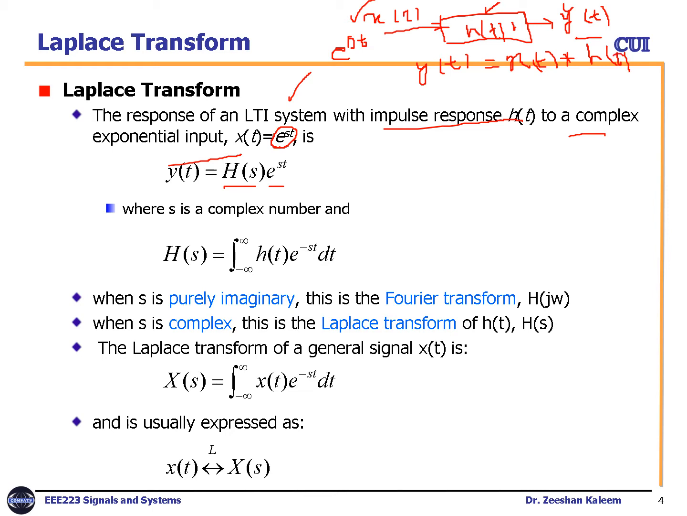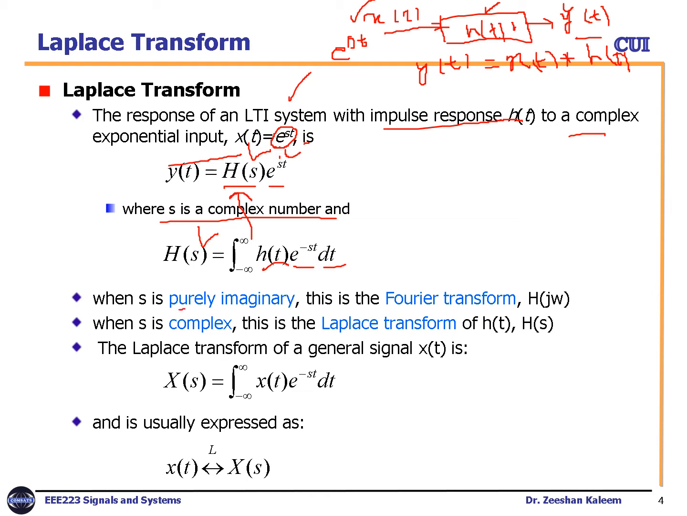So in the case of the complex exponential input, we have y(t) equal to H(s) e^{st}. This is your input, and this is your impulse response in the s domain, where H(s) is a complex number. If you evaluate H(s), it is equivalent to the integral from minus infinity to infinity of h(t) e^{-st} dt. So we can replace this with this number as well.